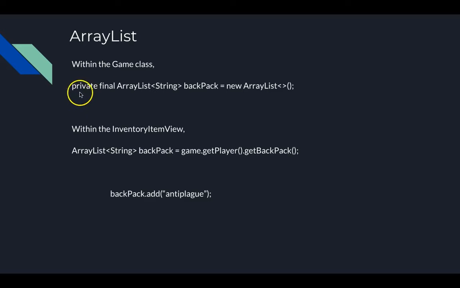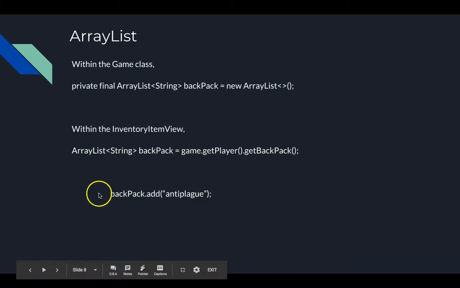So within my game class, I created an array list called backpack. And then within my item inventory view, I called that array list, and it is get game, get player, get backpack. And then I can add to that array list.